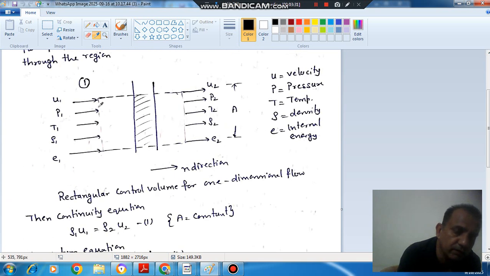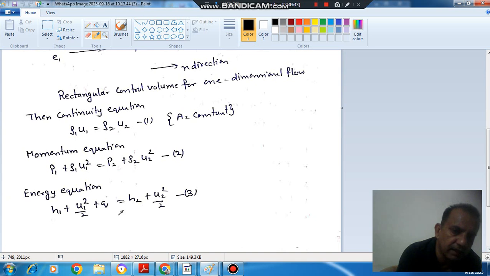Okay, so H1 plus U1 square by 2 is energy here. Q energy is added per unit mass, and total energy here will become H2 plus U2 square by 2 per unit mass. So this is your third equation, energy equation. This is energy equation, this is momentum equation, this is continuity equation.